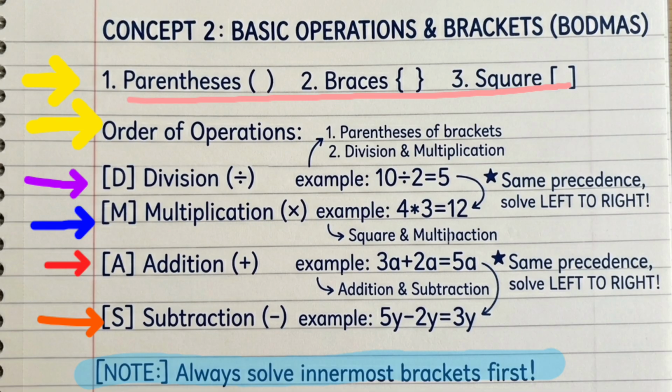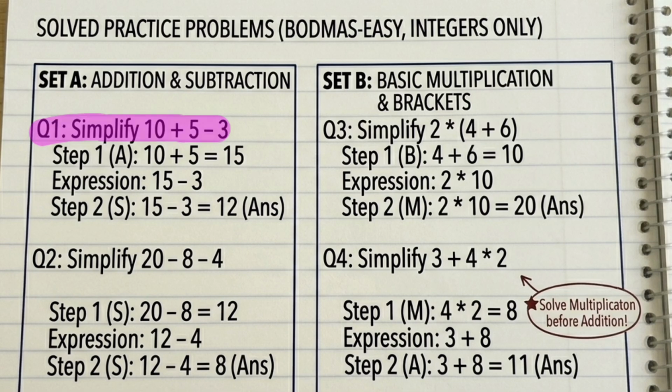Now let's see some examples based on BODMAS. The first question is, here we have 10 plus 5 minus 3. So according to BODMAS, we have to solve addition first and then subtraction. So in step 1, 10 plus 5 is 15, then 15 minus 3 is 12. So question number 1, our answer is 12.